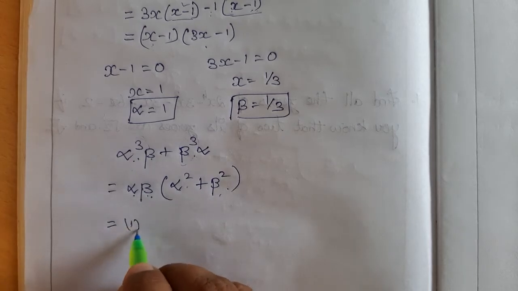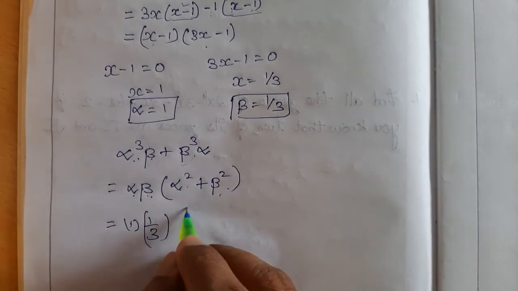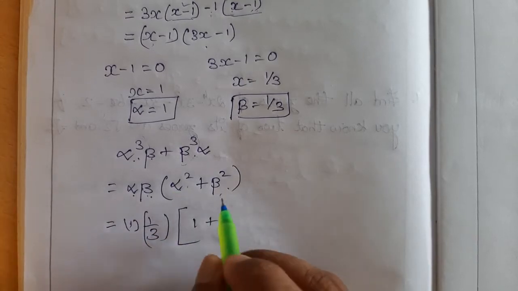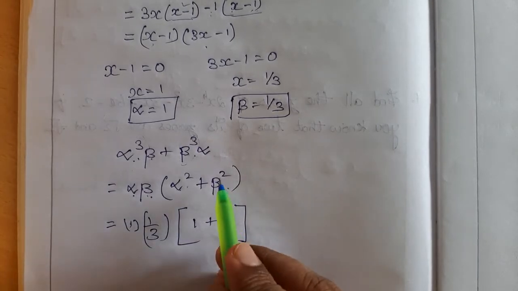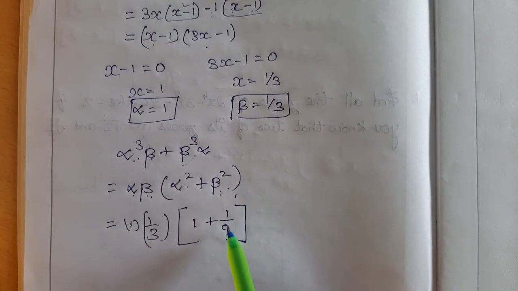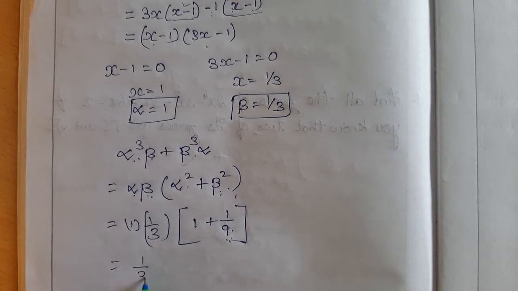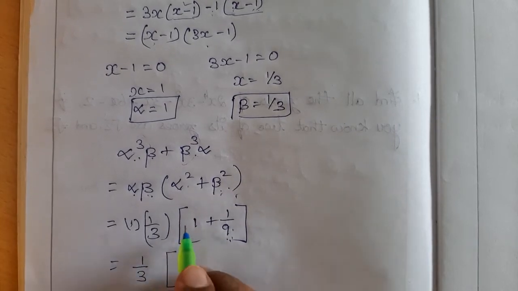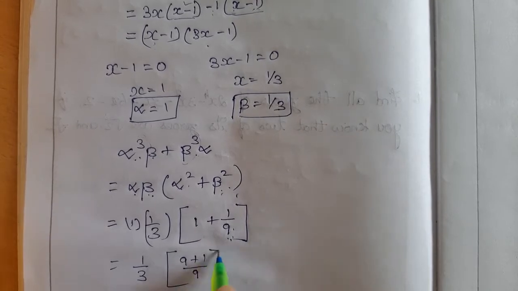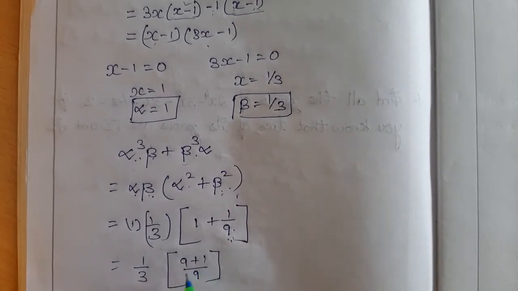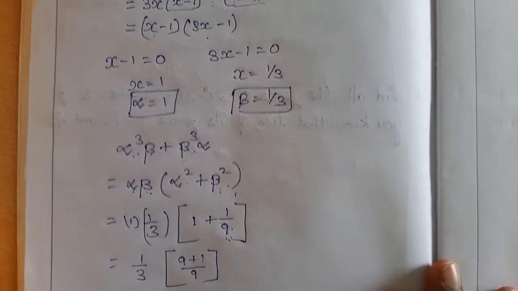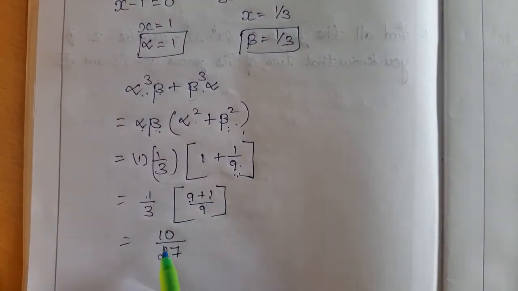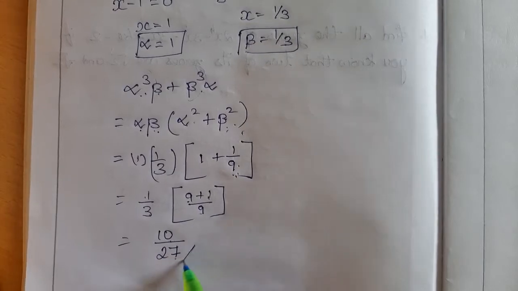So alpha value is 1, beta is 1 by 3. Here alpha square is 1 square is 1, plus beta square, 1 by 3 square is 1 by 9. I directly substitute here, right? The beta is 1 by 3, but it is beta square, so that's why I wrote it as a square term. The 3 square is 9. So 1 into 1 by 3 is 1 by 3, and if you take 9 as the LCM, it will become 9 plus 1 by 9. So 9 plus 1 is 10, 10 into 1 is 10, 9 threes are 27.